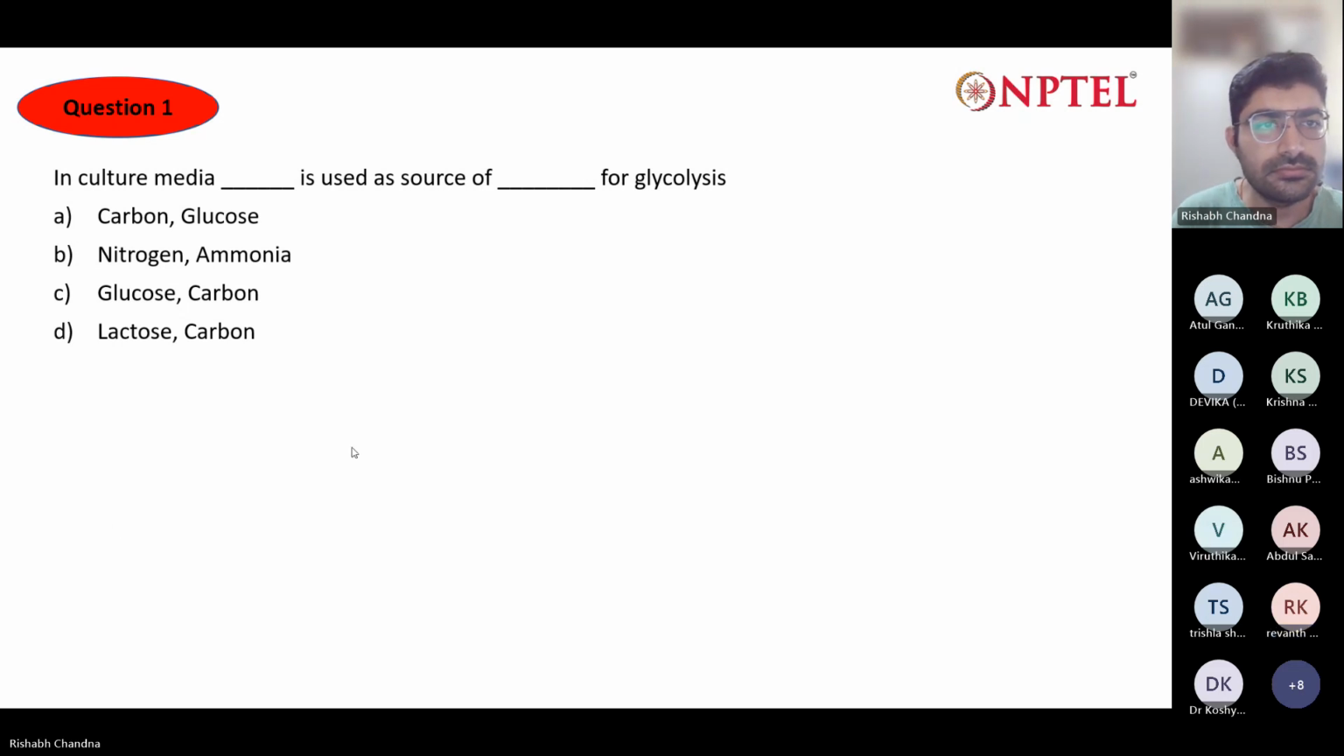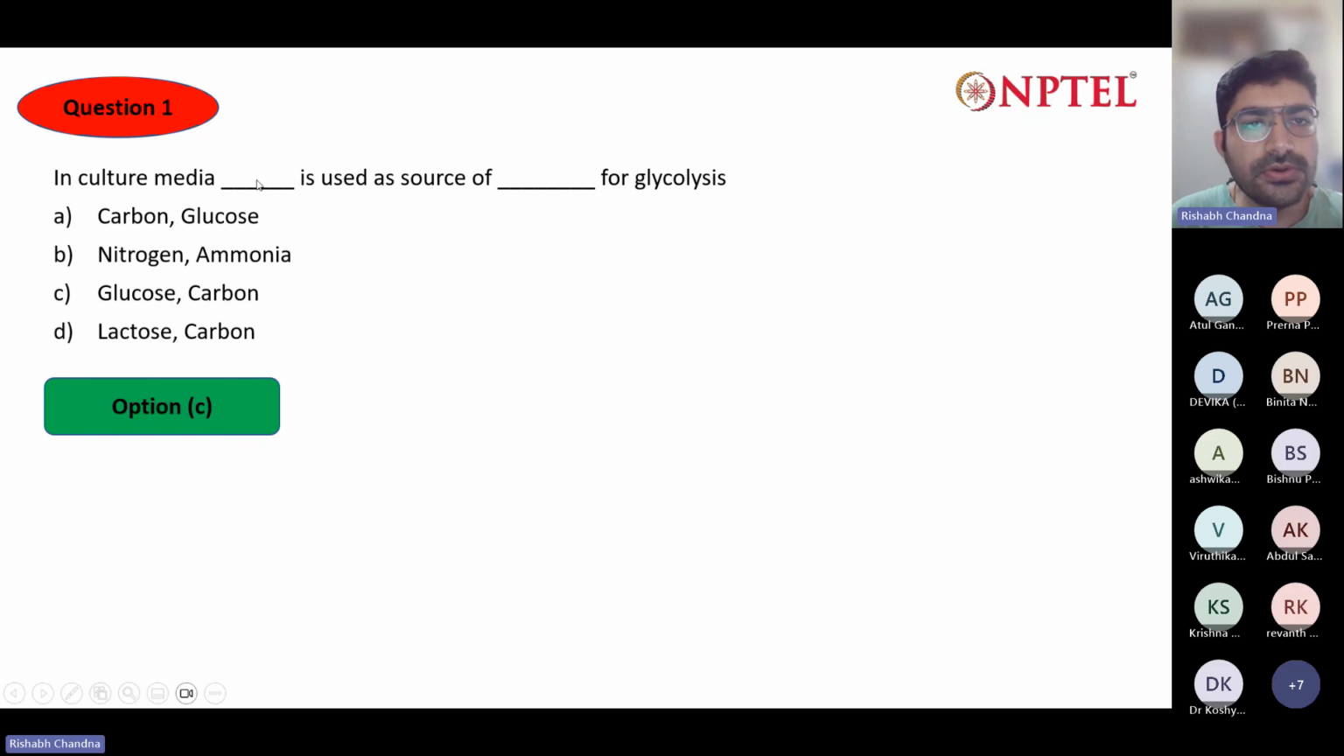Option C, sir. Okay, any more answers? I also think option C. Okay, yes, the answer is option C. So glucose is used as a source of carbon for glycolysis. And in case of nitrogen source, we use certain amino acids like glycine or alanine as a nitrogen source, and that is used for the nitrogen requirements of the cell.